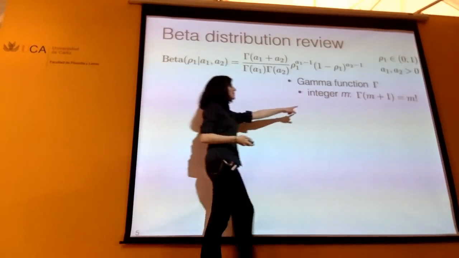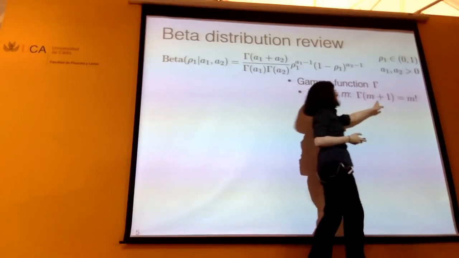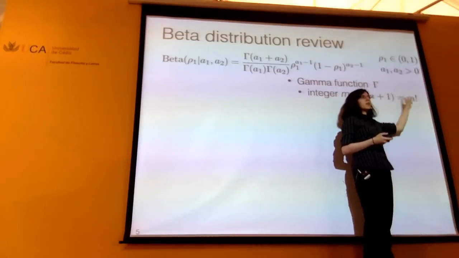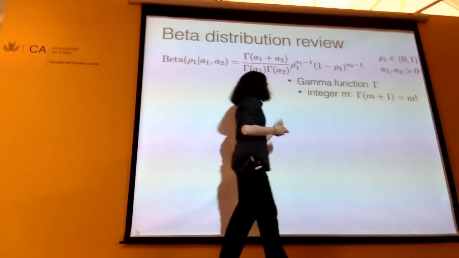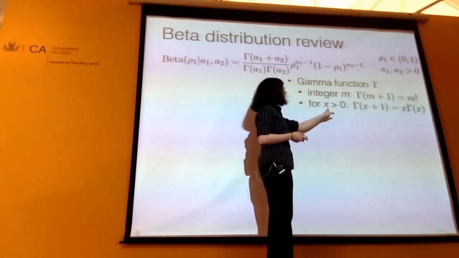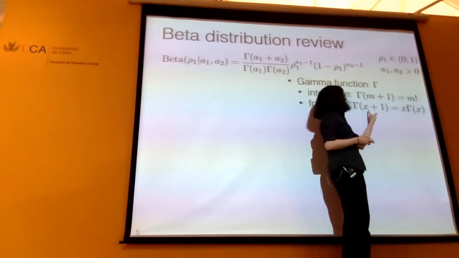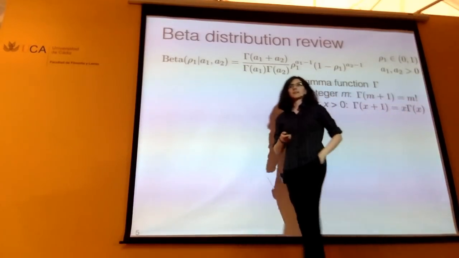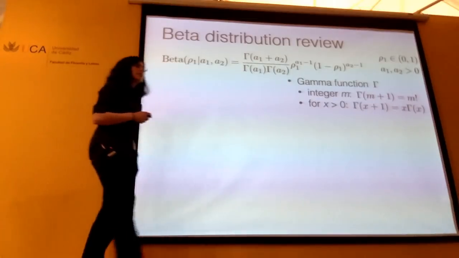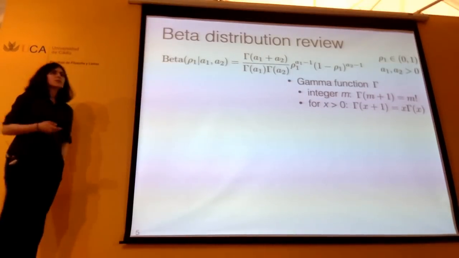So if it has a positive integer argument, then gamma of n plus 1 is like n factorial. And in general, if I have any positive argument, again, it kind of behaves like a factorial. Like I take x out and multiply by gamma x. And that's all you really need to know about the gamma function. It's like some sort of binomial coefficient here.